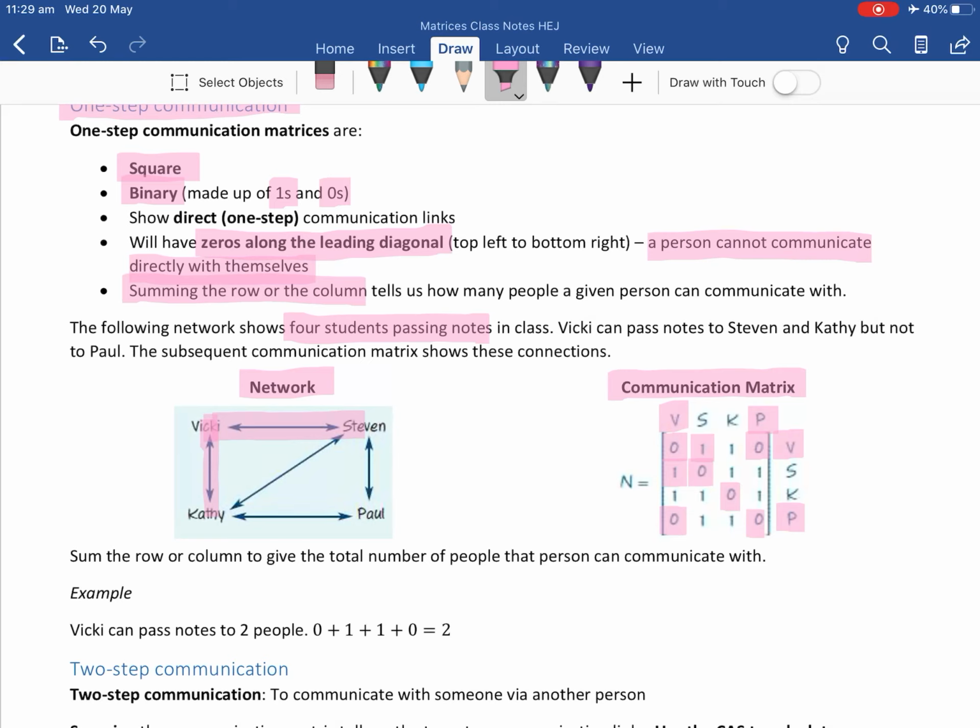This is different to an adjacency matrix that you might be used to, where we write in our matrix how many edges touch the vertex. It's not about that anymore. This is different. This is a communication matrix.